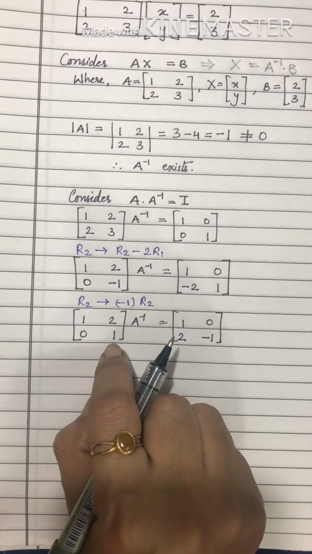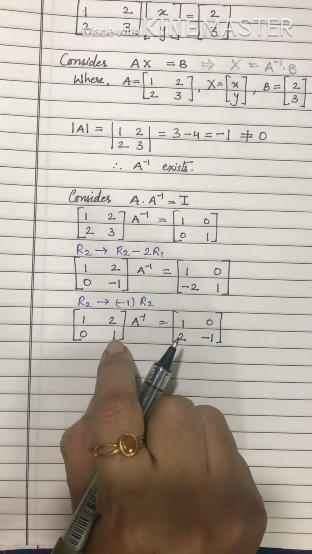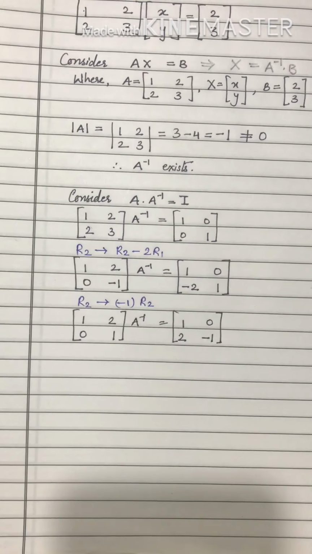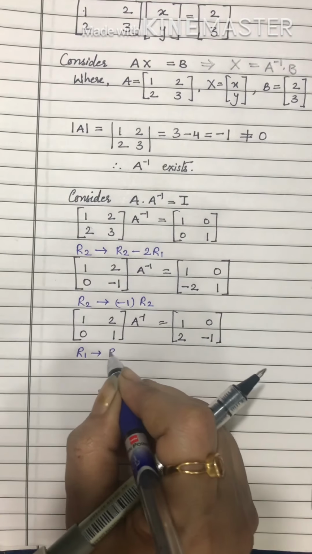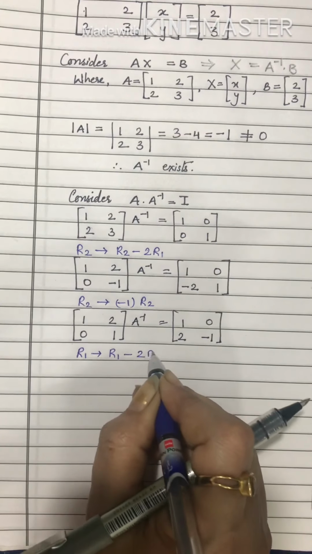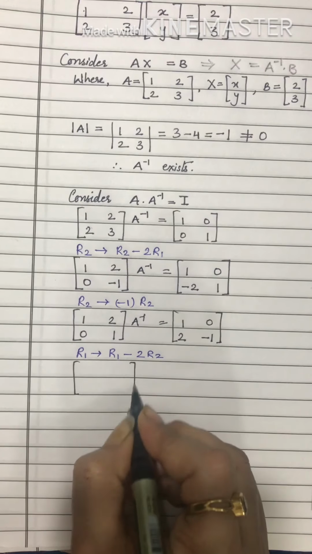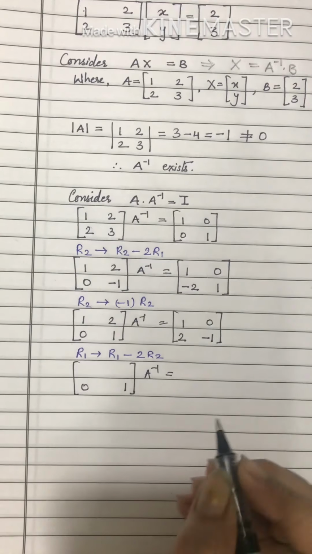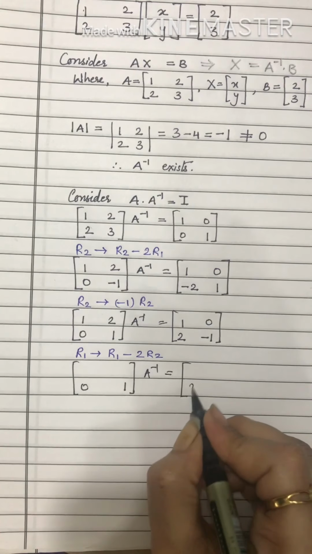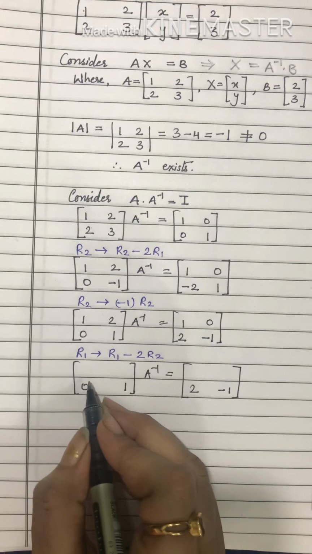using this 1 here. Okay, so what transformation can we use? 2 minus 2 into 1. So that is, in R1 we are using R1 minus 2 R2. Okay, so R2 elements I am writing as it is. Fine. Here also R2 elements I'll write as it is, and in R1 we have to make changes.